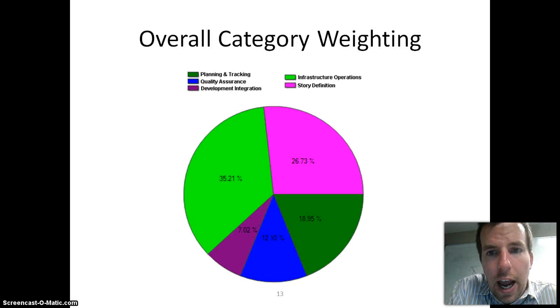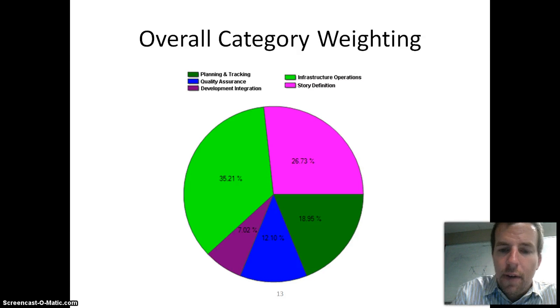So here was the overall category weighting. So you can see strong emphasis was on the infrastructure and operations, and then it went into story definition and then planning and tracking, followed by quality assurance and then development integration. So we kind of did a pairwise comparison. So how does planning and tracking relate to story definition? Which one has a higher weighting? How does quality assurance relate to development integration? Which one is most important?